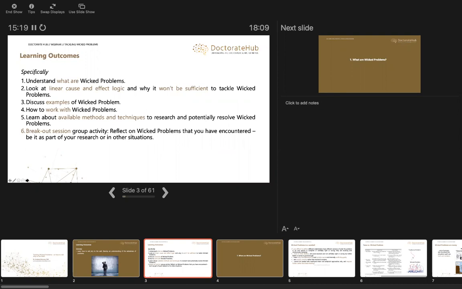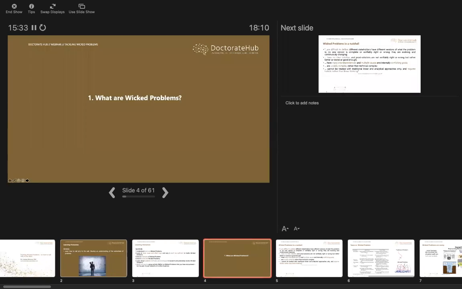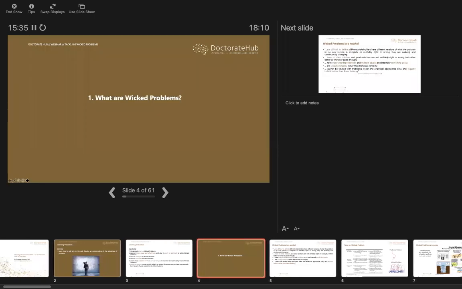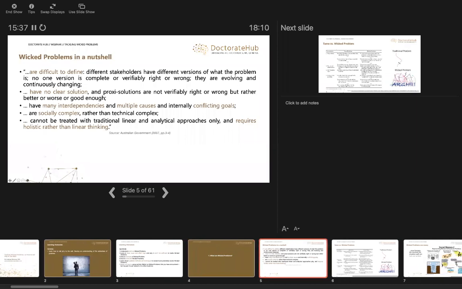And at the end, we will have a short reflective group activity session where we will look into one of the examples that we earlier discussed and how that could be taken forward into research. Now, first of all, what are wicked problems?